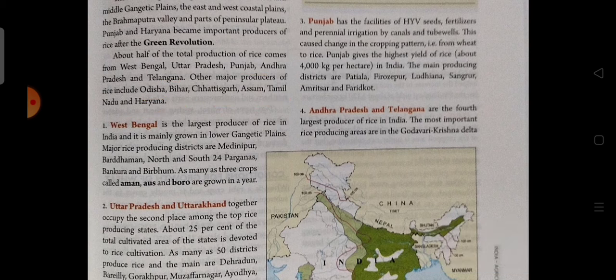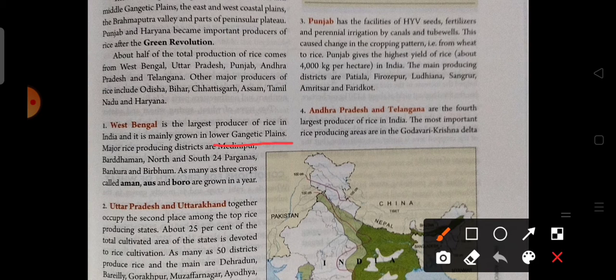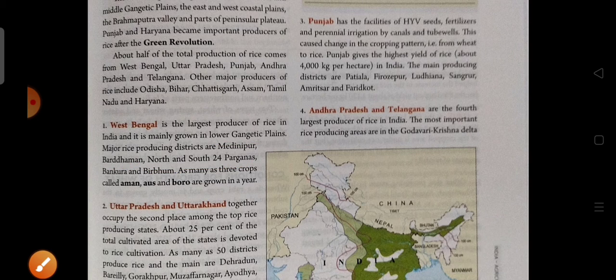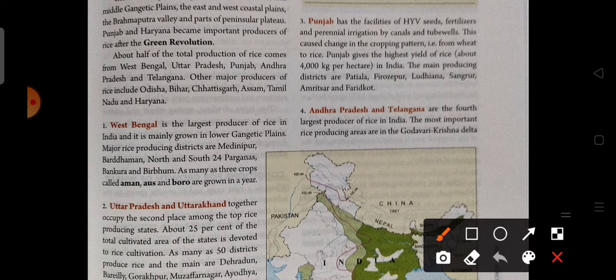So, firstly, as West Bengal is the largest producer, we first learn about West Bengal. West Bengal is the largest producer of rice in India, and it is mainly grown in the lower Gangetic plain. Major rice producing districts are Medinipur, Bardhaman, North and South 24 Parganas, Bankura, Birbhum. Three crops called Aman, Aus and Boro are grown in a year.